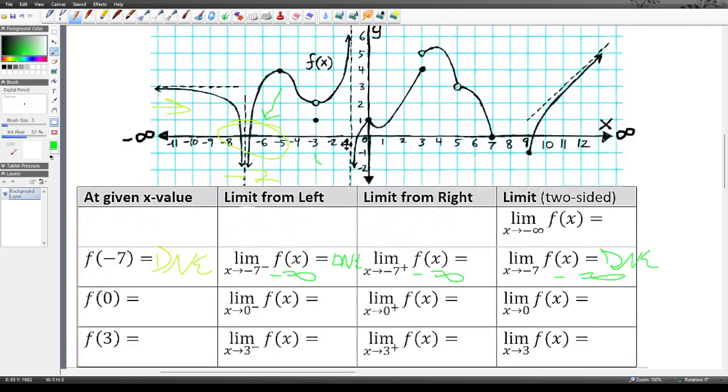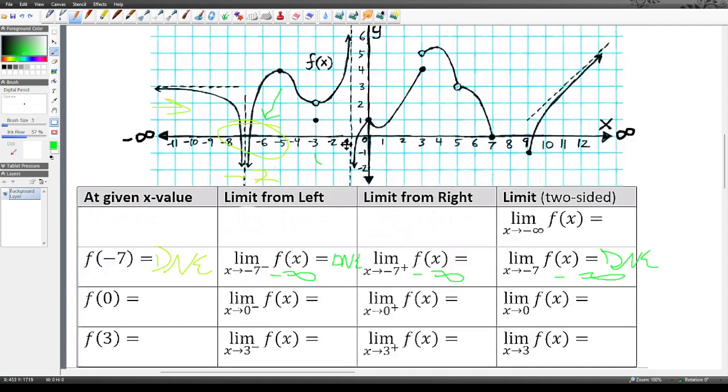Let's evaluate f of 0 of the function f of x. So f of 0 would have been 1. Since this is a continuous line, that means our evaluation and our limit will be the same. But I'll explain it in detail in a second.